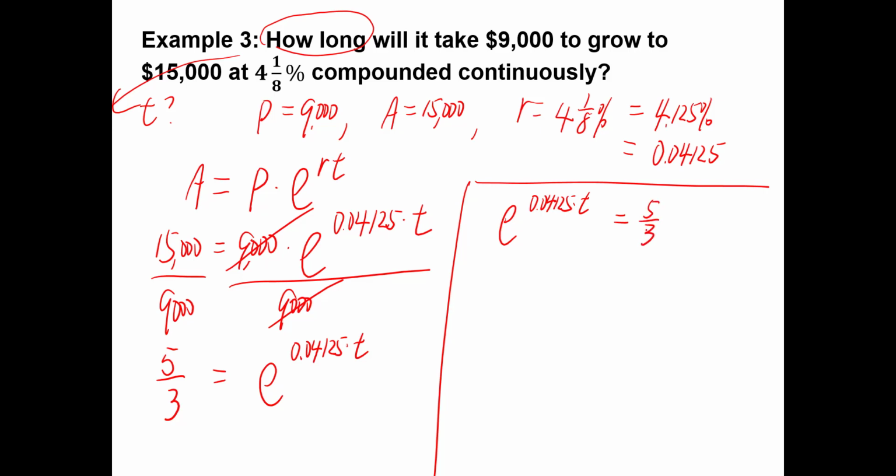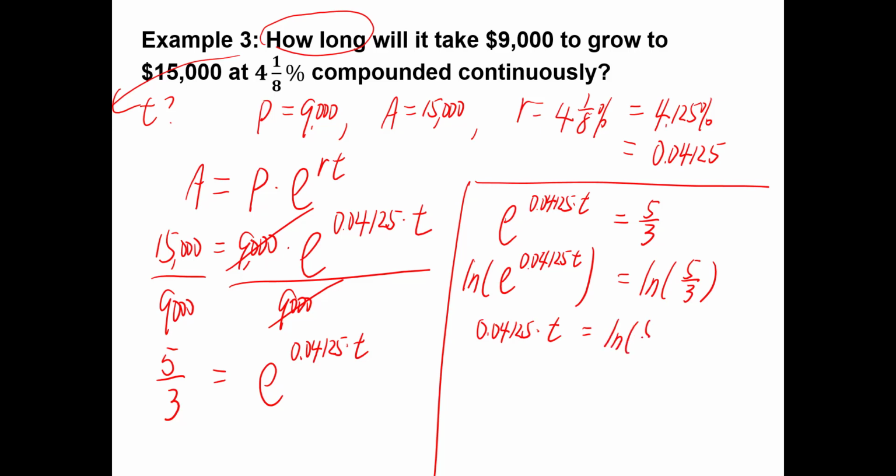Now in order to get t by itself, we need to take ln of both sides of the equation. Ln of e to the 0.04125 t equals ln of 5 over 3. Let's simplify this: we get 0.04125 t equal to ln of 5 over 3. And from there, dividing by the decimal number 0.04125, it cancels and we're left with t by itself.